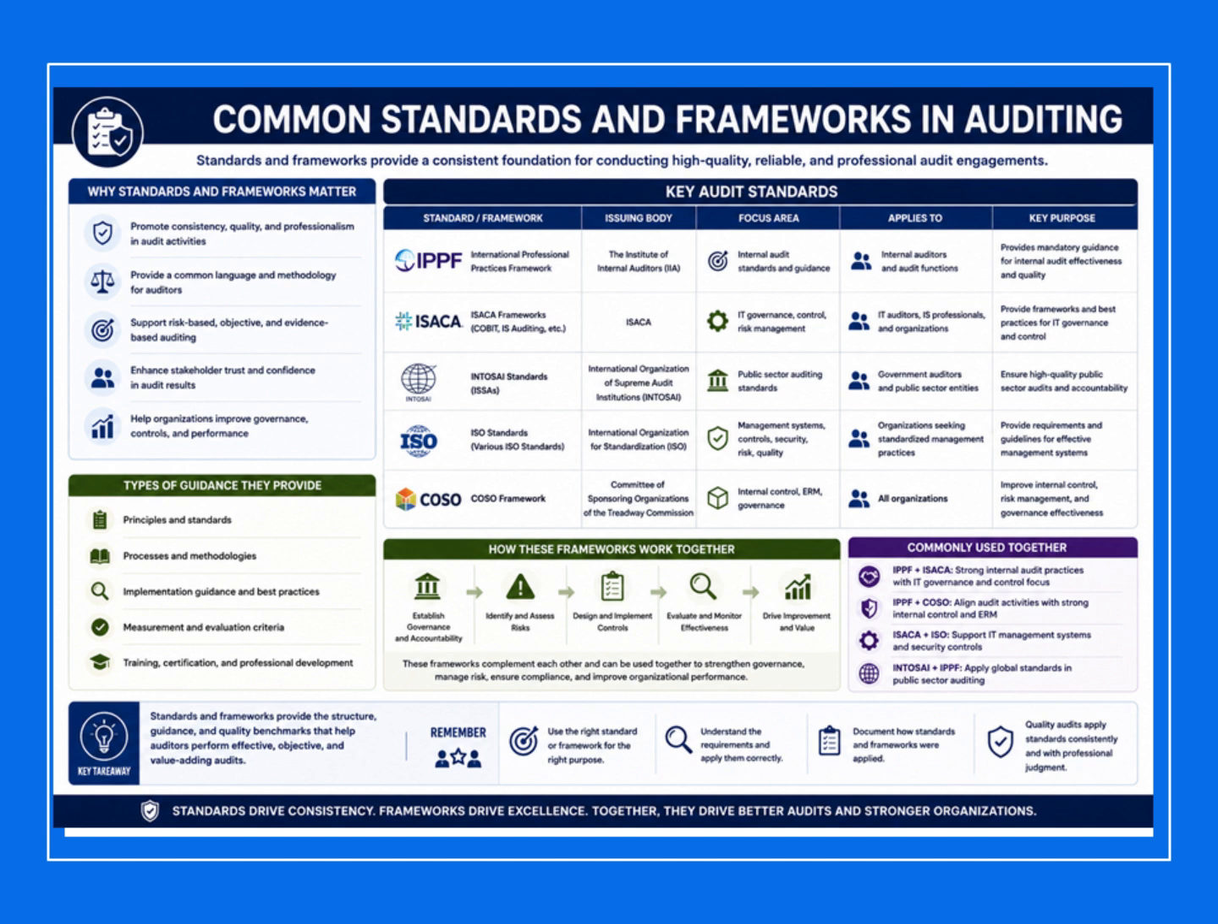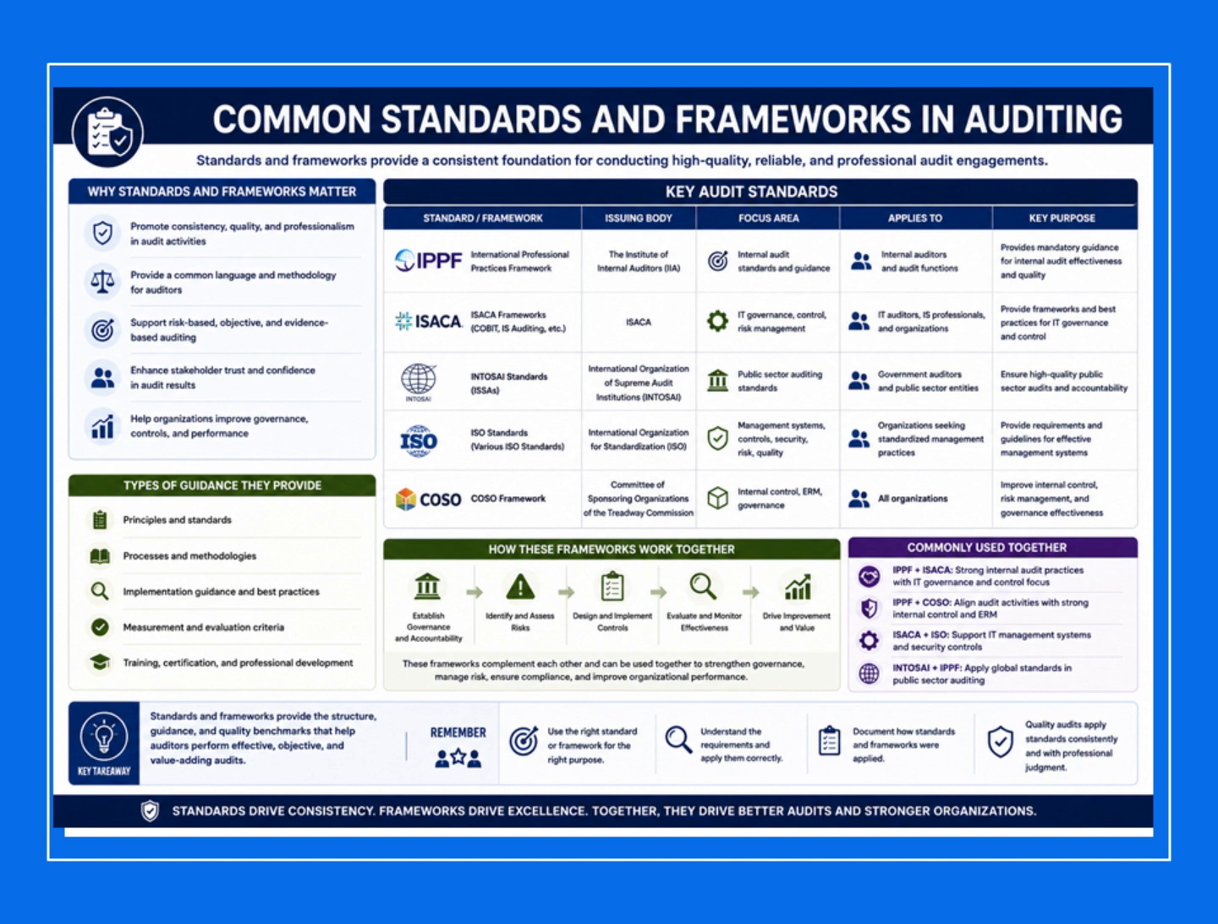Another important section explains how these frameworks work together. Organizations establish governance structures, identify and assess risks, design and implement controls, monitor effectiveness, and continuously improve performance. Different frameworks support different parts of this life cycle. For example, IPPF and CISA are commonly used together for internal audit and IT governance.